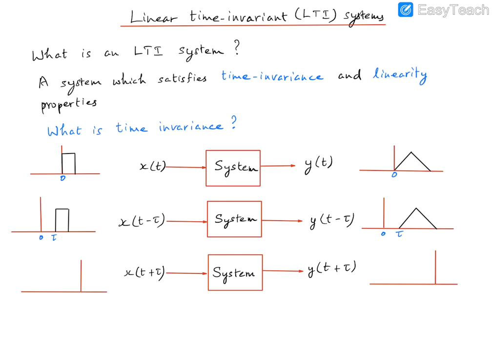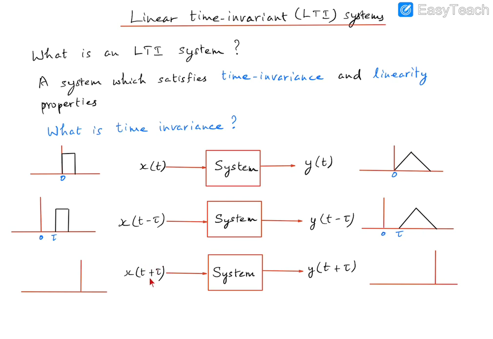So when the input is advanced by a certain time, the corresponding output also gets advanced by the same amount of time. This is what we call time invariance. That means the system's behavior is not changing with time. When we give an input which is a rectangular pulse at time t equal to 0, we get a triangular pulse as an output. But when we give the same rectangular pulse at a later time, we get the same triangular pulse at a later time. This is what it means.